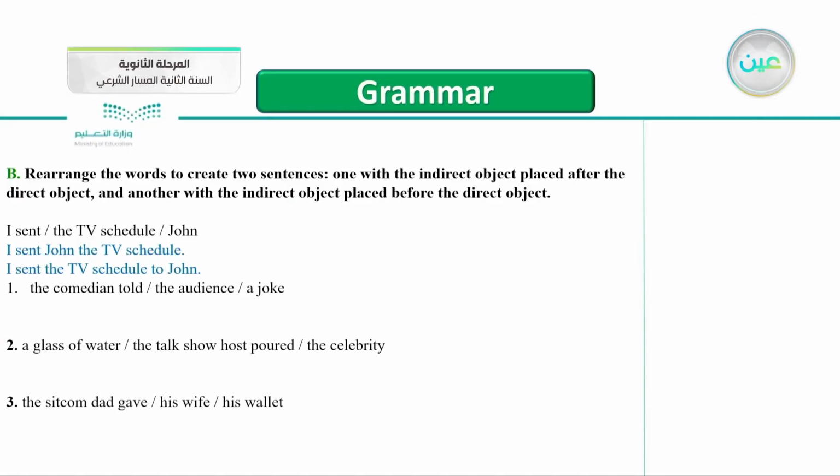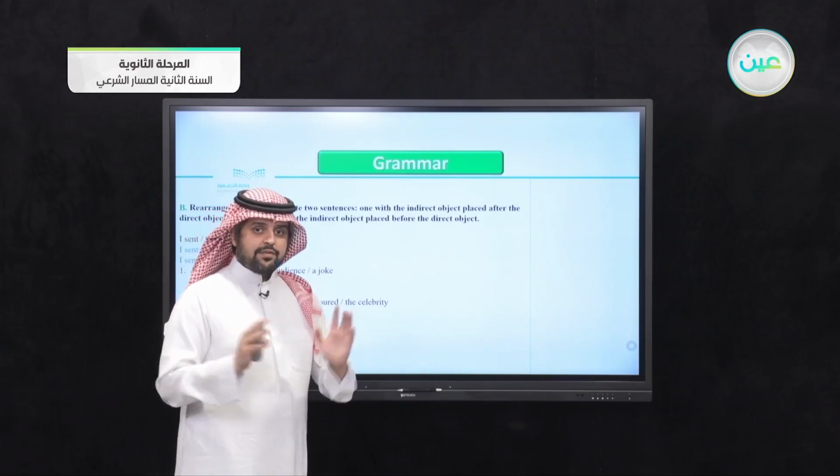I sent the TV schedule, John. We have two sentences. I sent John the TV schedule. I sent the TV schedule to John. So the first one here, I sent John. The indirect object John came first here. Then the TV schedule, the direct object. The second one, I sent the TV schedule. The TV schedule is the direct object to John. John here is also the indirect object. So in each sentence, we'll have to do this.